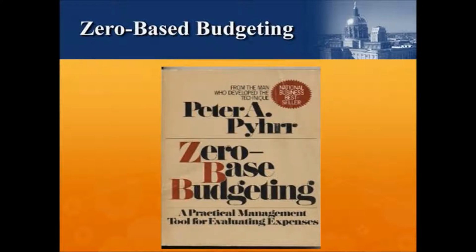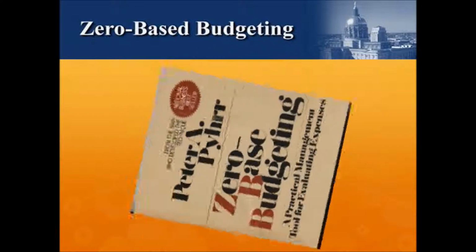Zero-based budgeting was an idea invented by Peter Pyhrr of Texas Instruments in 1973. Each year he prepared his budgets as if last year's figures had not existed. Every assumption and activity had to be rethought from scratch and then justified for the new budget.